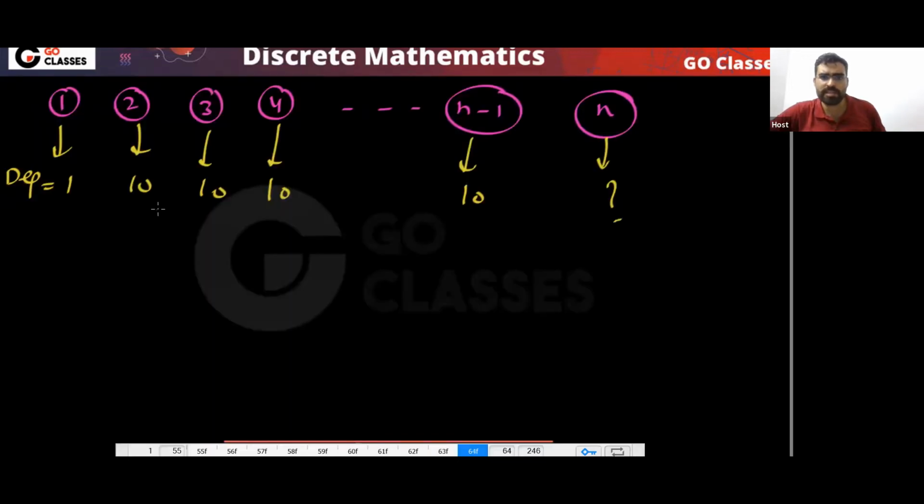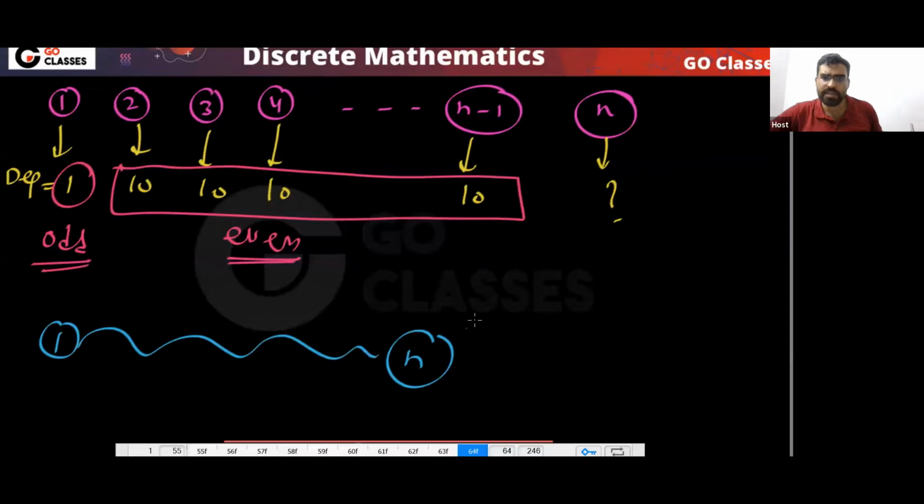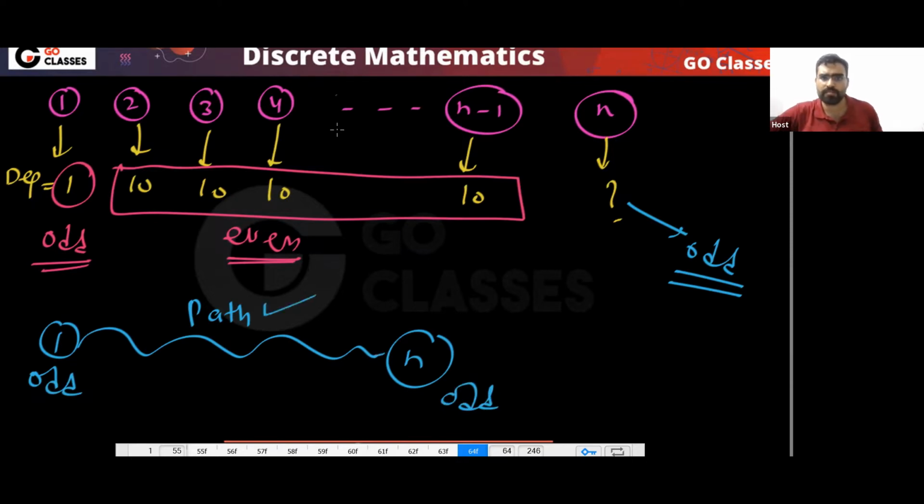Okay, so the idea is very simple. See, all of them are even, and this is the odd degree vertex. So definitely from this vertex there must be a path. First of all, definitely this n must be odd, and there must be a path. So this is odd, definitely this should also be odd, and there should be a path. Can you notice? Very simple, right?